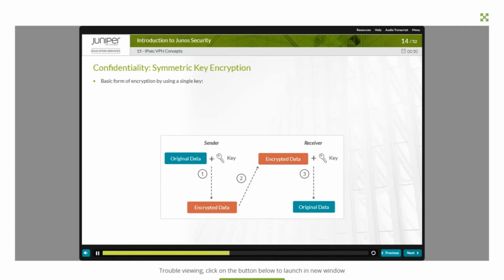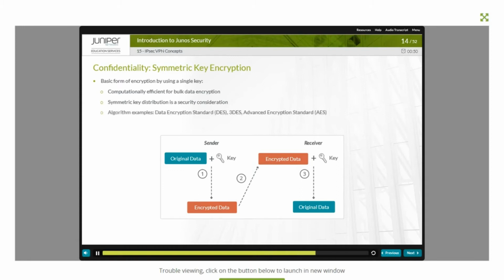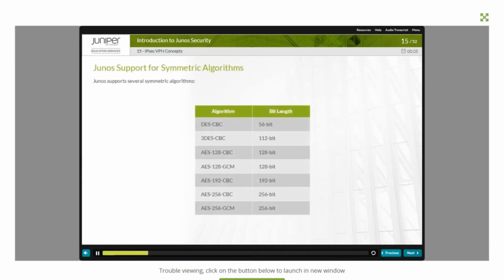These keys are considered to be very fast because they are not very long, and they are widely used for bulk data encryption. However, because the key must be known to both the sender and the receiver, key management is a problem when using symmetric keys. Examples of symmetric key encryption include Rivest Cipher 4 or RC4, Data Encryption Standard or DES, Advanced Encryption Standard or AES, and Blowfish. Here are the Juno security devices that support the symmetric encryption algorithms.